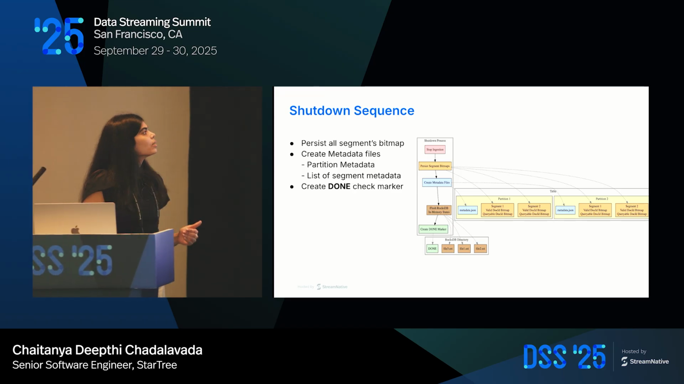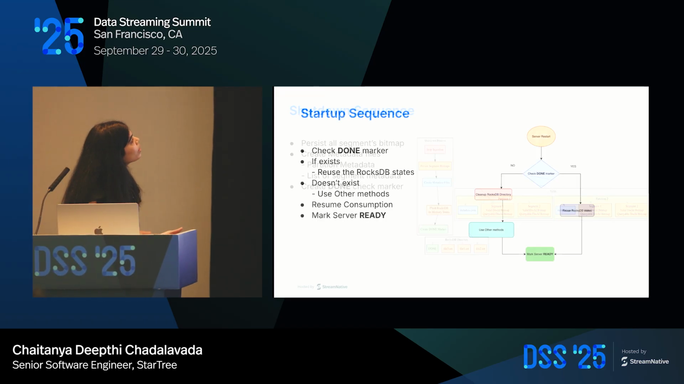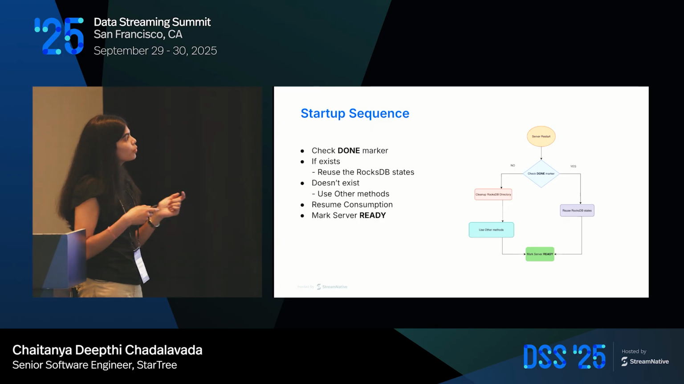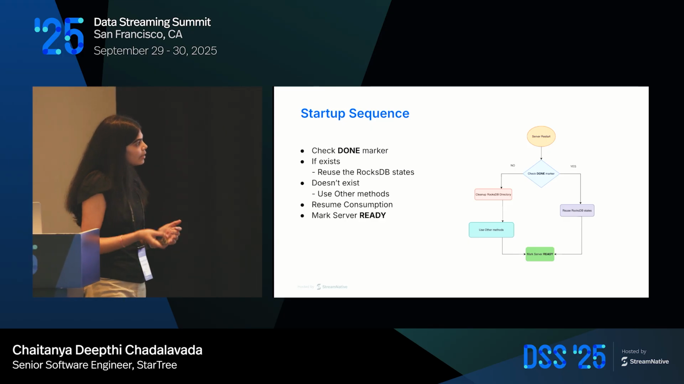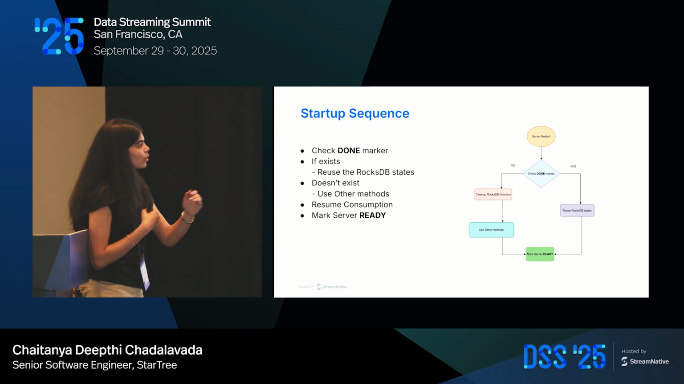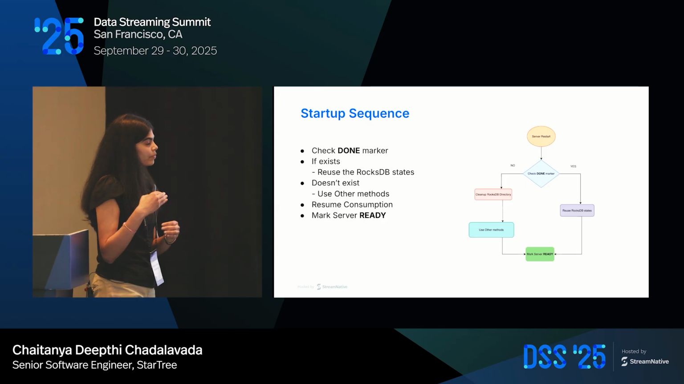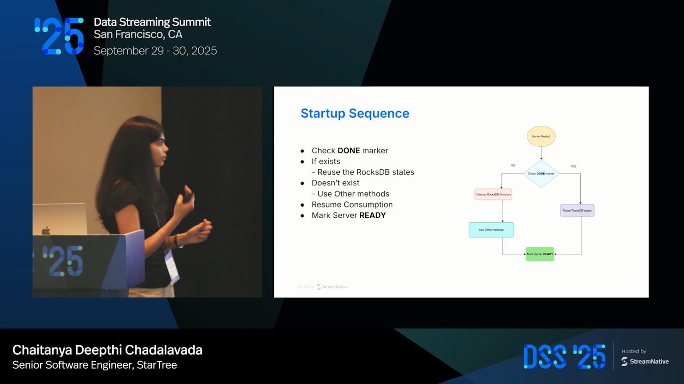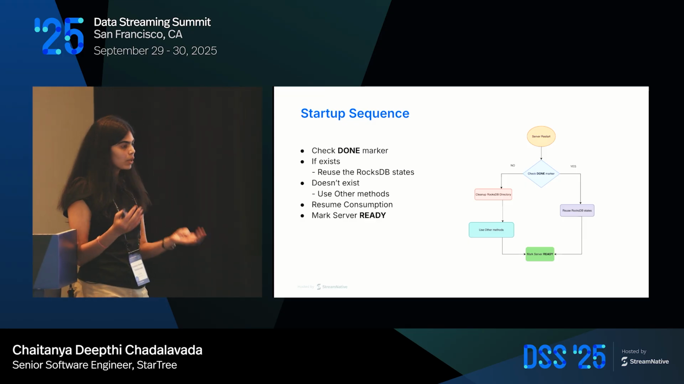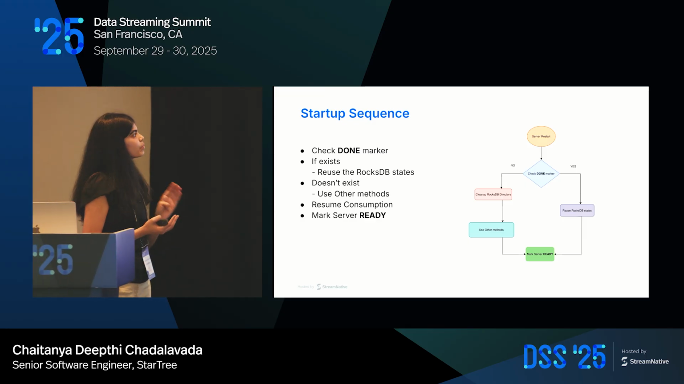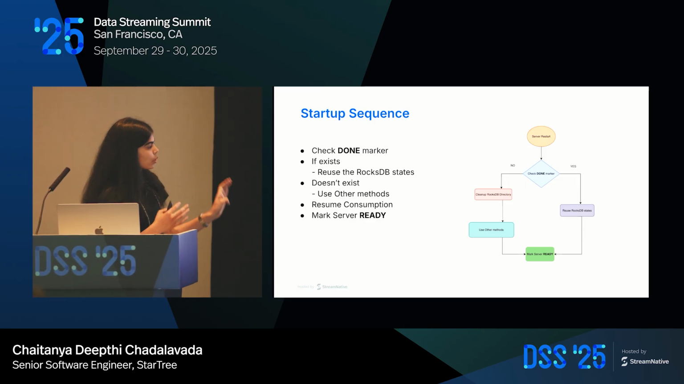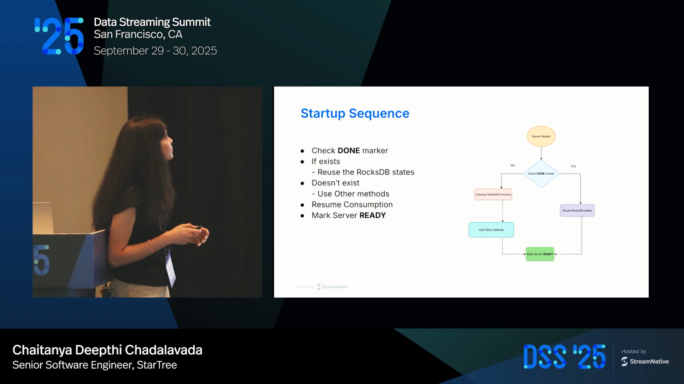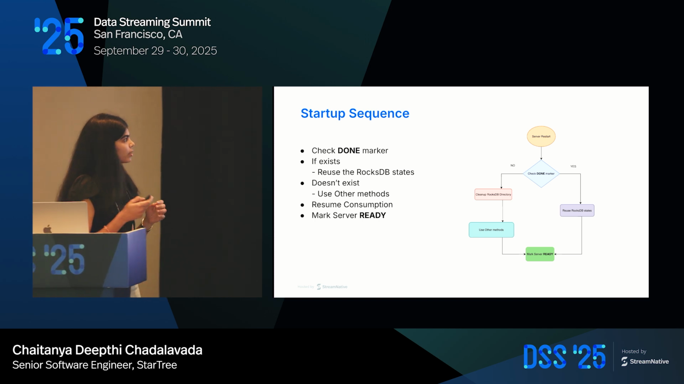So now when the server comes back up, what we did was we checked through that marker file and see if we can reuse the existing RocksDB states that were present on segment level as well as on server level. If it's not consistent, if we don't have marker files, what we did was clean up all the RocksDB directories and use the other approaches that we had. And then we marked the server ready.